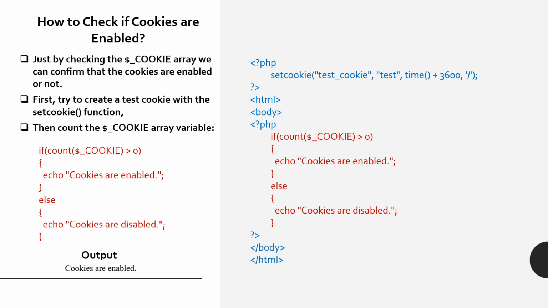That can be done. Simply you need to do the count of that super global variable $_COOKIE. That count you just check. If it is greater than 0, then naturally cookies are enabled. Otherwise, not enabled. That way you can easily identify. This program is for the same thing. Simply you can check. That is the easiest way to check that.